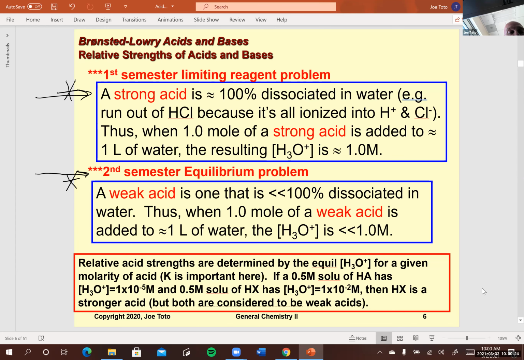Also, we're going to introduce this idea of relative acid-base strengths.